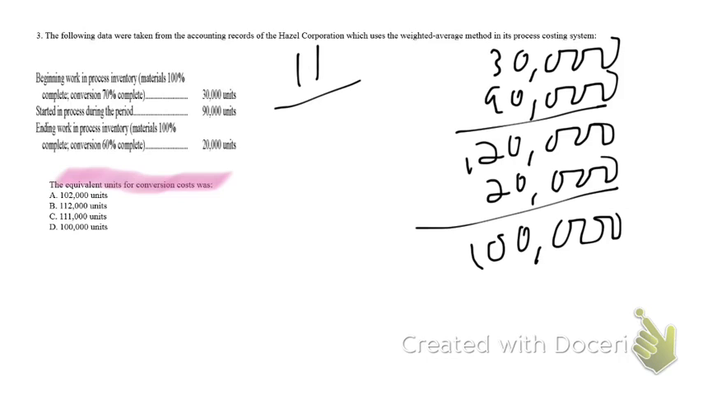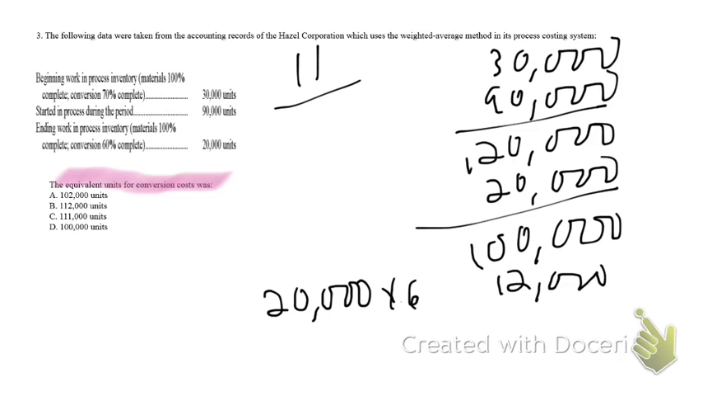I need to know the equivalent units. Of that 20,000 units, they were 60% complete. That's 12 grand. 20,000 times 0.6, so 112,000 units were equivalent units for conversion costs.